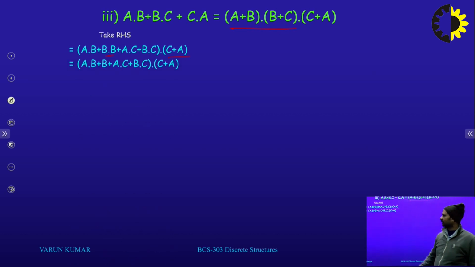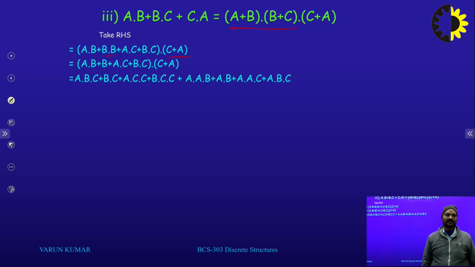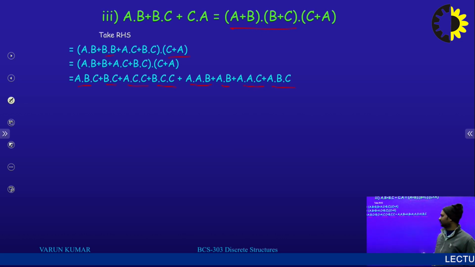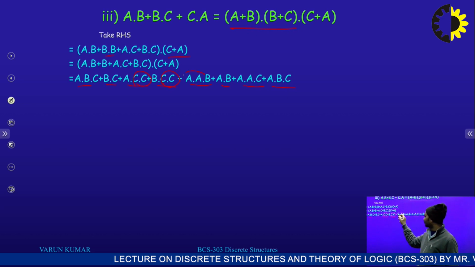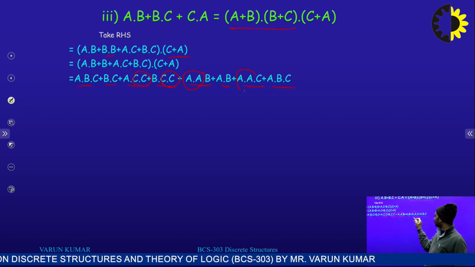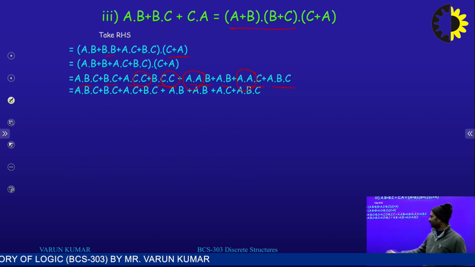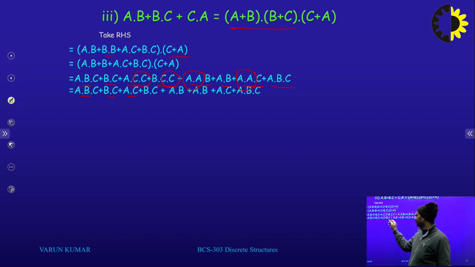So what we will get? A.B + A.C + B.C. We multiply by (C + A). Again the result comes: we multiply by C, ABC, then B.C, then ACC, BCC, AAB, AB, AC, ABC. So C.C becomes C, C.C becomes C, A.A becomes A. So what we will get? ABC, BC, AC, BC, AB, AB, AC, and ABC.